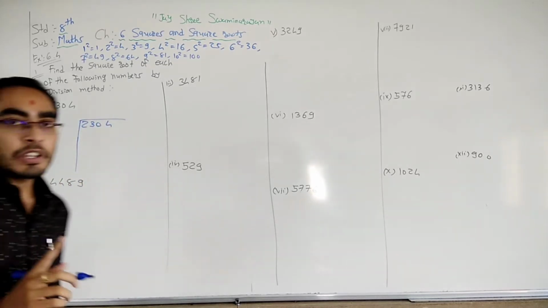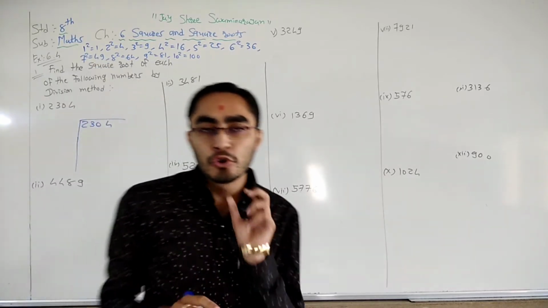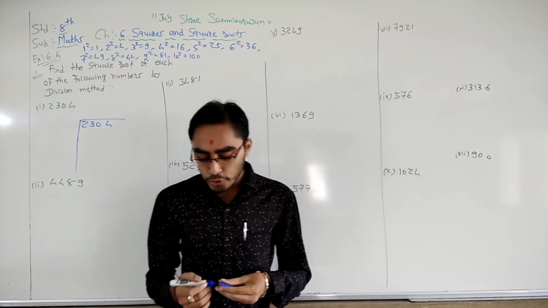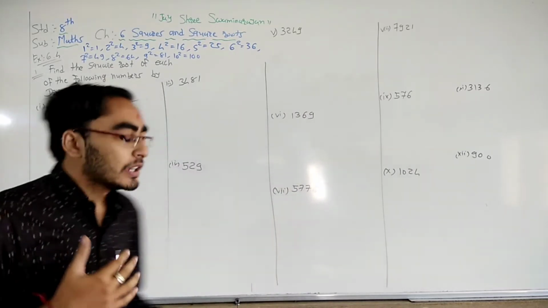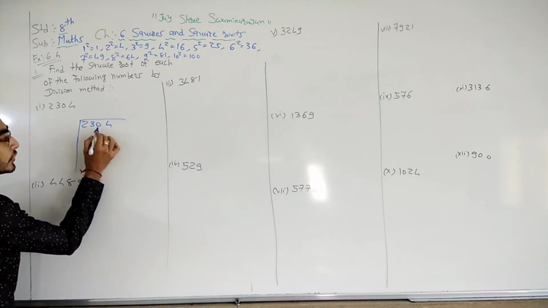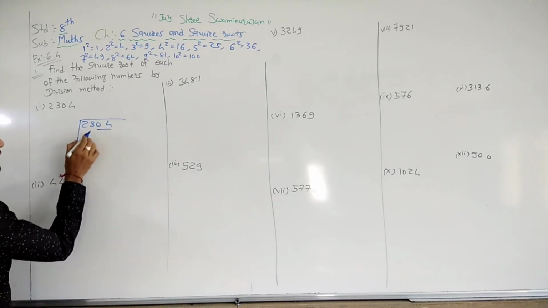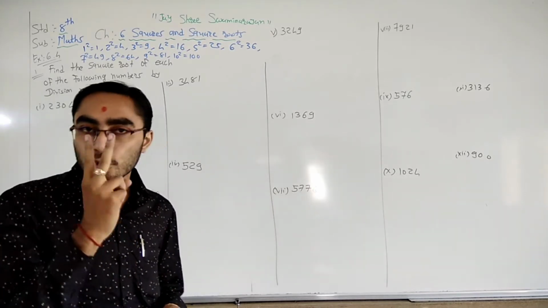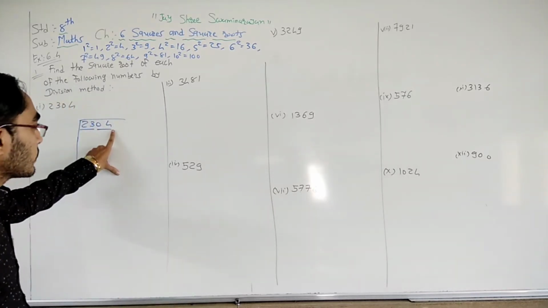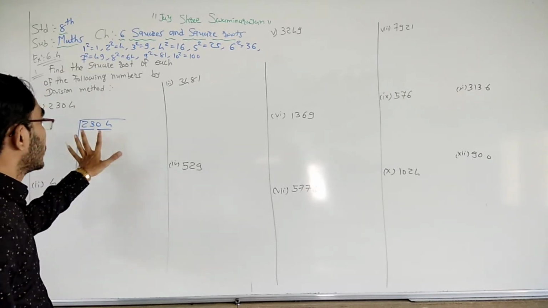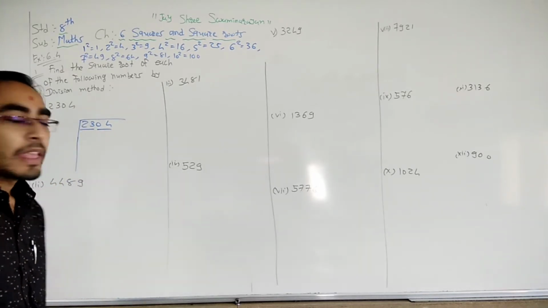Now our first work is to make pairs of two digits, and we need to start from the right hand side. So from here we take 2 digits. This is our first pair, this is our second pair. So in total we have 2 pairs.